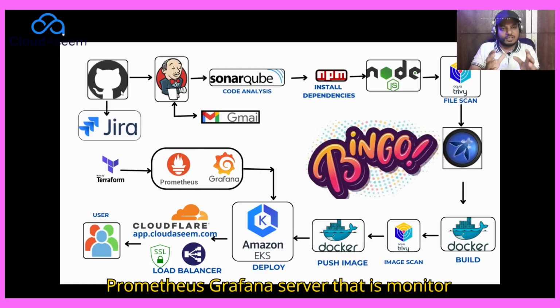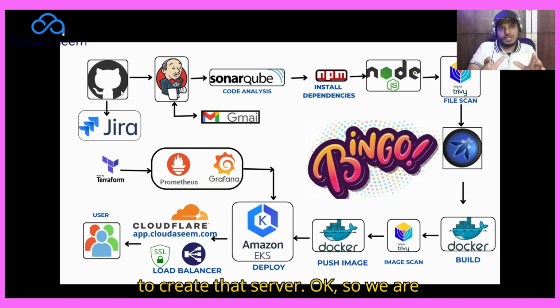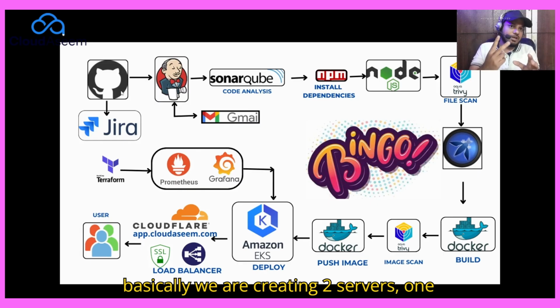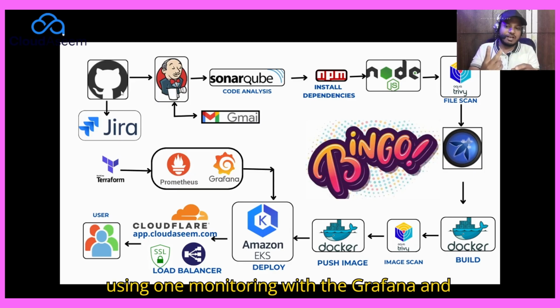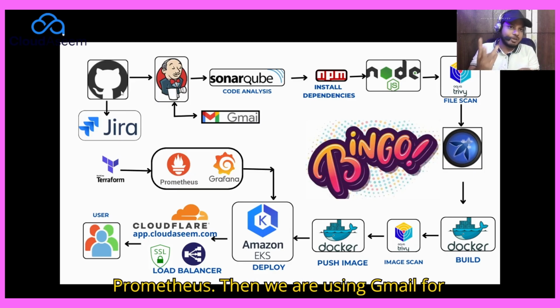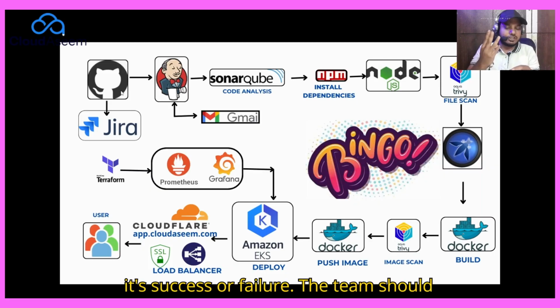For the Prometheus Grafana server, that is the monitoring server, I'm going to use Terraform to create that server. So we are creating two servers: one server for the Bingo application with Jenkins and all the tools, and one monitoring server with Grafana and Prometheus. Then we are using Gmail for the alerts of Jenkins in case our CI/CD build pipeline succeeds or fails.